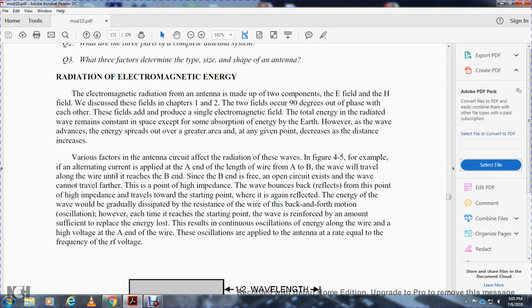However, the wave of the radiated energy spreads over a greater area at any given point as the distance increases. Various factors of the antenna affect the radiation of these waves.